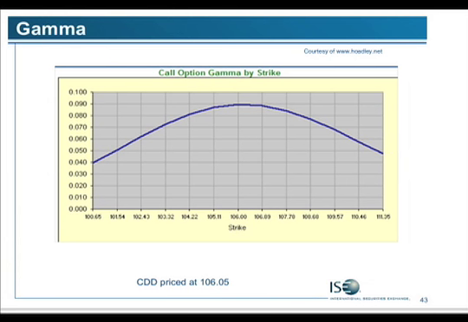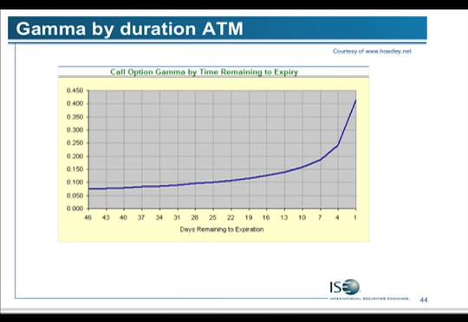Really love this slide. It just does a great job of explaining not only the call option gamma, but also, we'll get to theta in a second. Gamma by duration. Remember what I said was that as we get closer to expiration, gamma might increase, especially at the strike price.